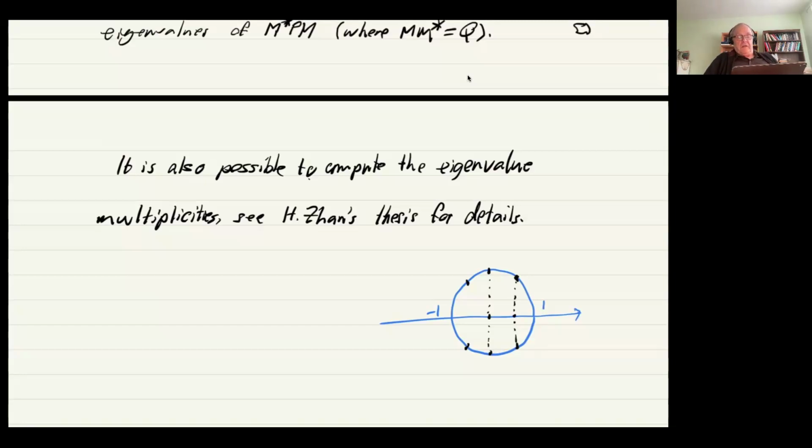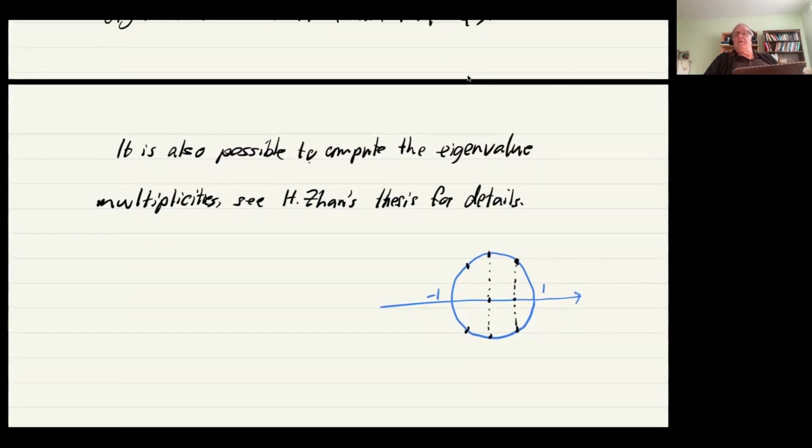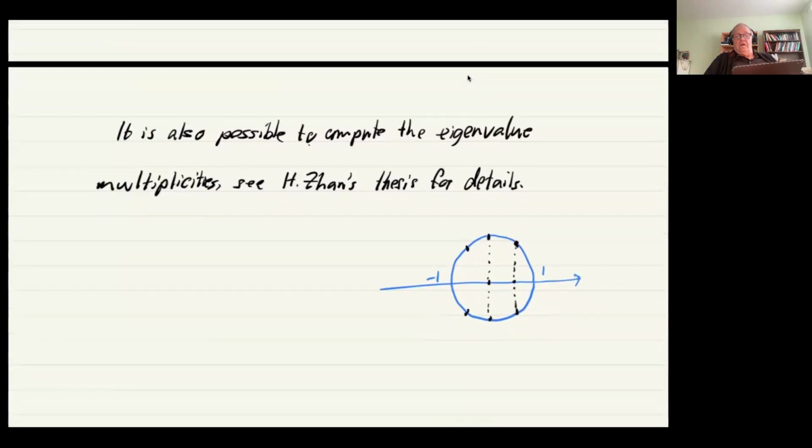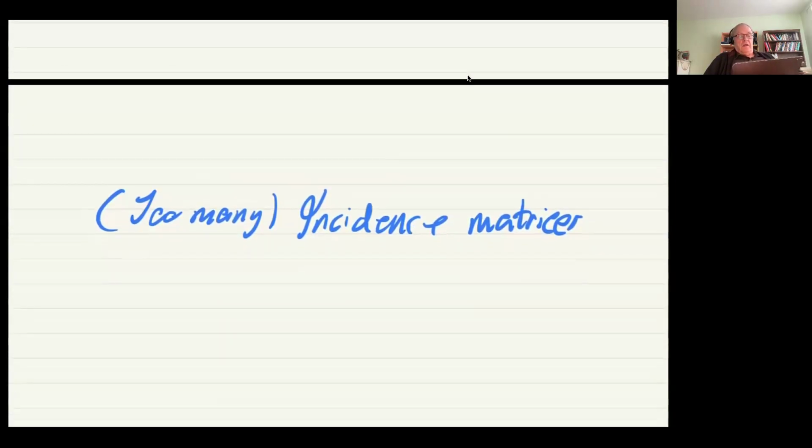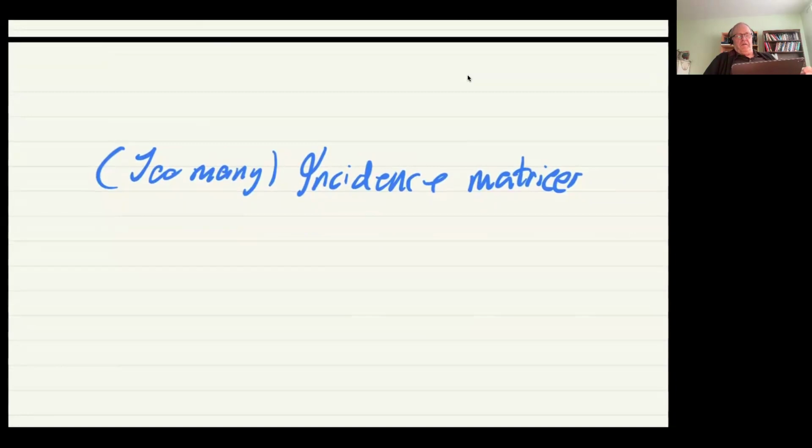So, any questions at this point? Okay, so I said we can get the spectral information from M star PM. I've shown you how to get the eigenvalues at least. There's other questions that we can get.